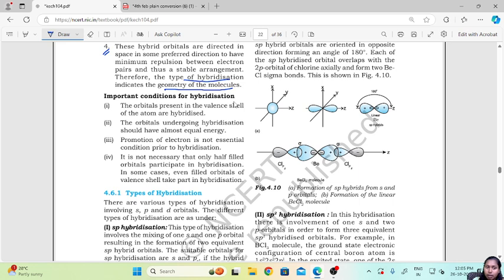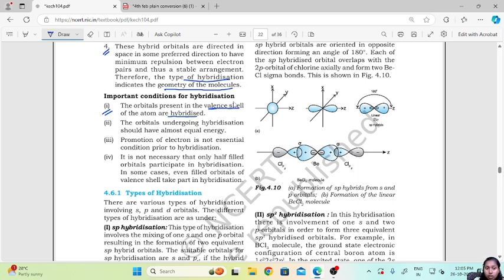Important conditions of hybridization. The orbitals present in the valence shell of the atom are hybridized. So here, what is the main point? The orbitals which are present in the valence shell of the atom are hybridized. Not the entire orbital is hybridized, only the valence shell orbitals are hybridized.